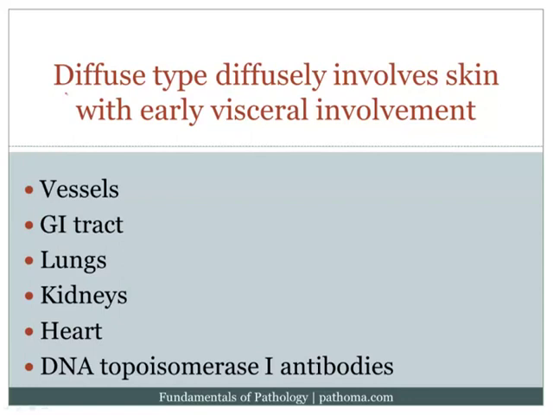A second type of systemic sclerosis is the diffuse type. And in the diffuse type, you get diffuse involvement of skin with early visceral involvement.